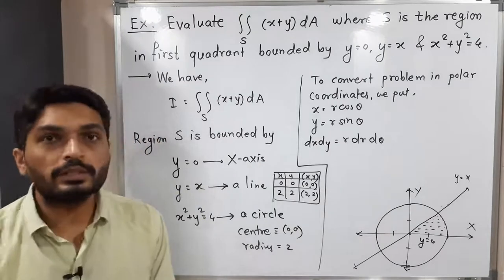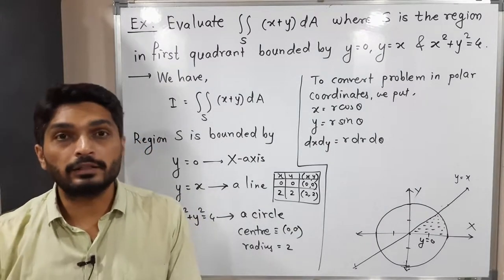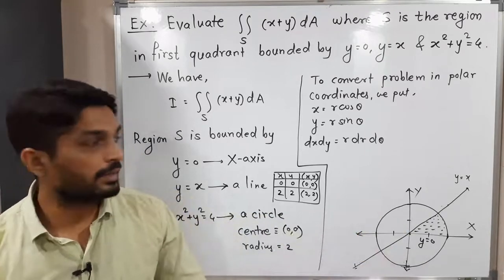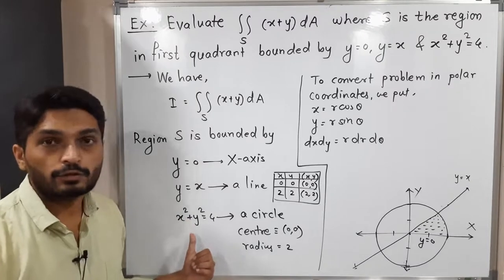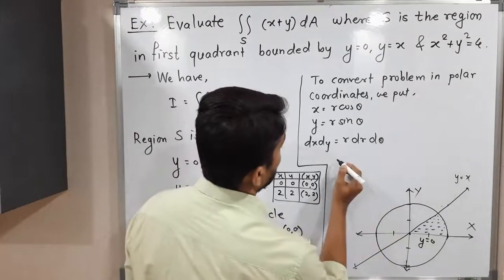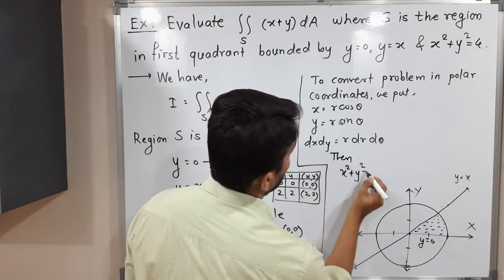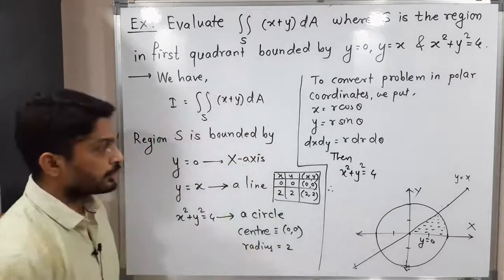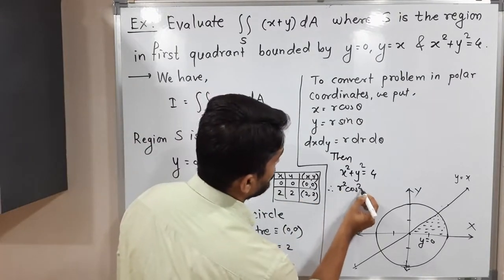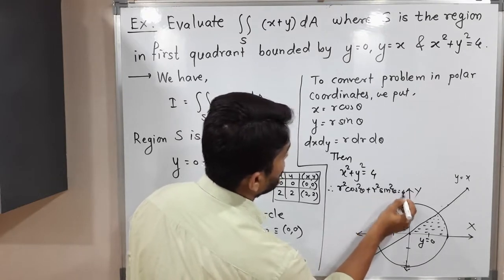When we put x is equal to r cos theta and y is equal to r sin theta, we have to convert the given equations of curves into polar coordinates. The first equation is the equation of the circle. Let us convert it into polar coordinates. x square plus y square is equal to 4. Therefore, x is r cos theta, so r square cos square theta plus y is r sin theta, so r square sin square theta is equal to 4.